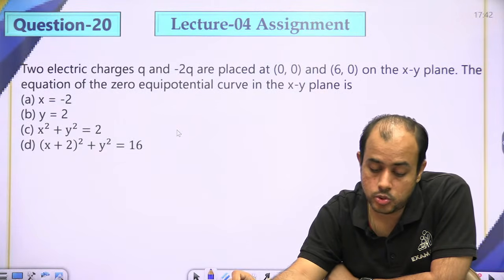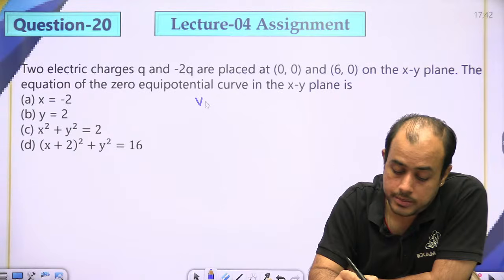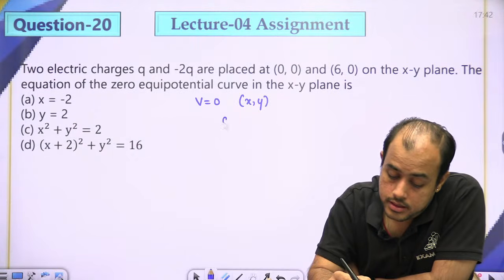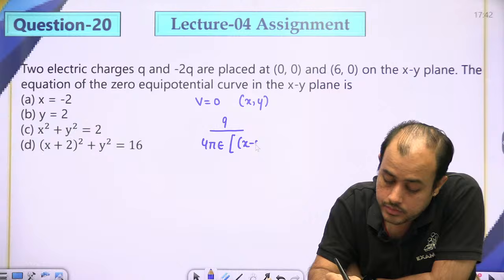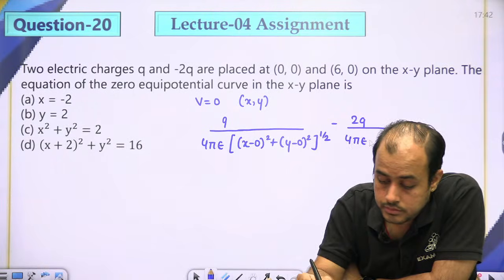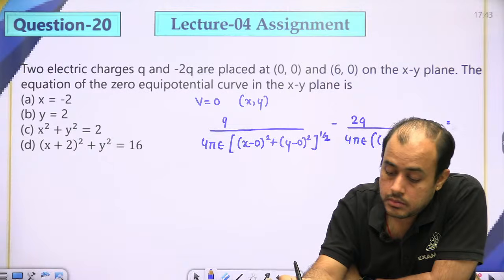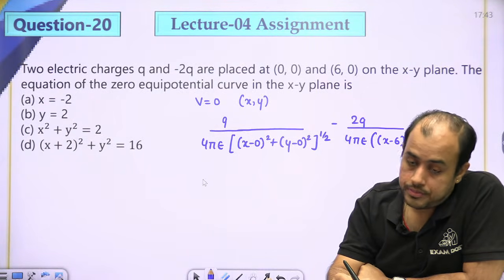Let's discuss the questions that were left yesterday. Two charges are placed at (0,0) and (6,0). What is the equation of the zero equipotential curve, meaning potential zero? Suppose I take a point (x, y). Now potential will be q by 4 pi epsilon r. The charge is at (0,0). Net potential should be 0. I am saying a point (x, y) is there. Now what to do, beta?